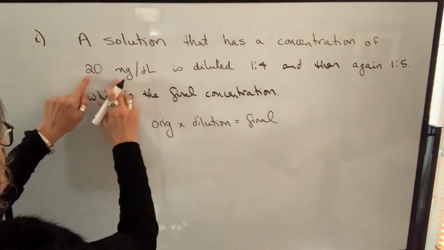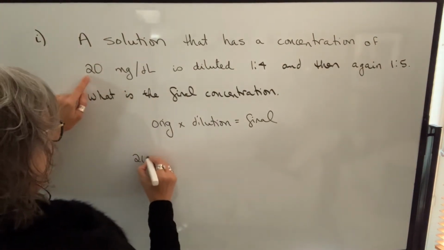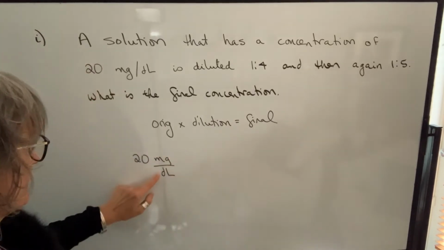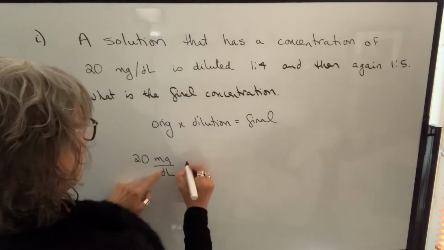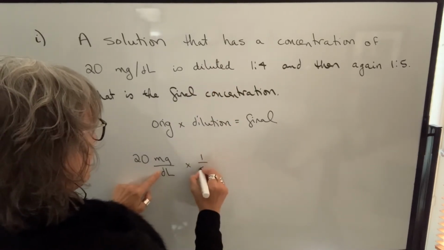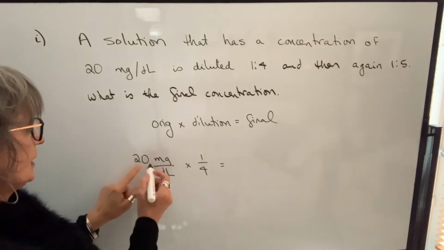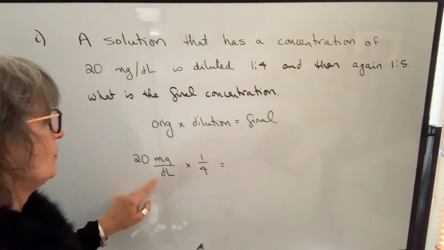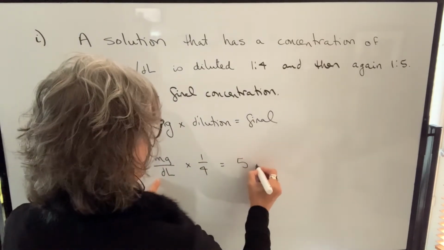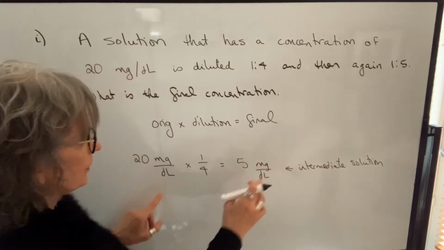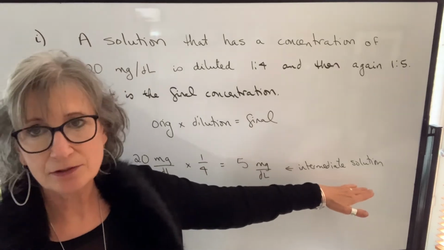So to start with, we have 20 milligrams per deciliter as my concentration unit. It's diluted 1 to 4. So I multiply by that dilution factor. I'm going to change it to a fraction so that I can multiply. 20 times 1 over 4 will be equivalent to 5 milligrams per deciliter. So that's the concentration of the intermediate solution.